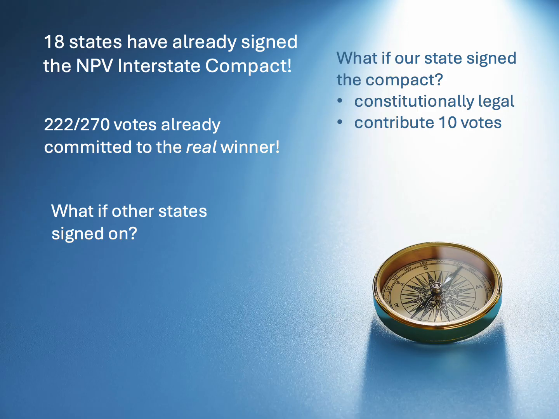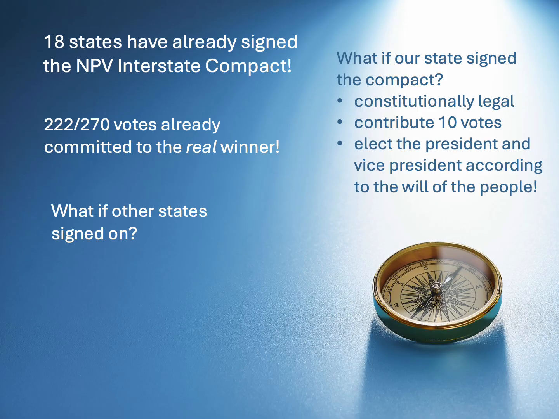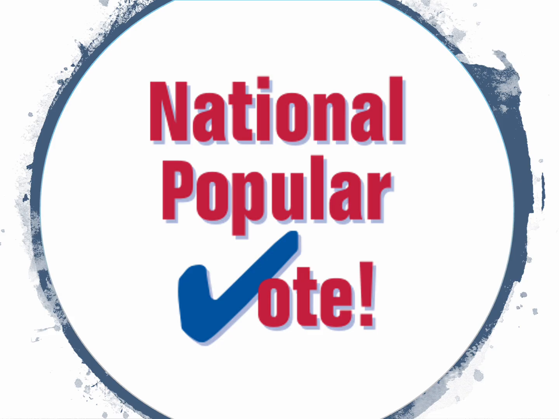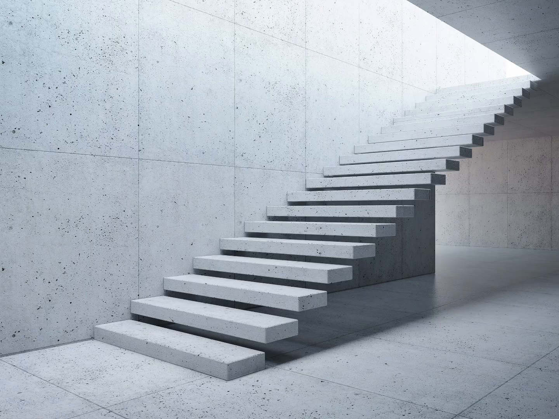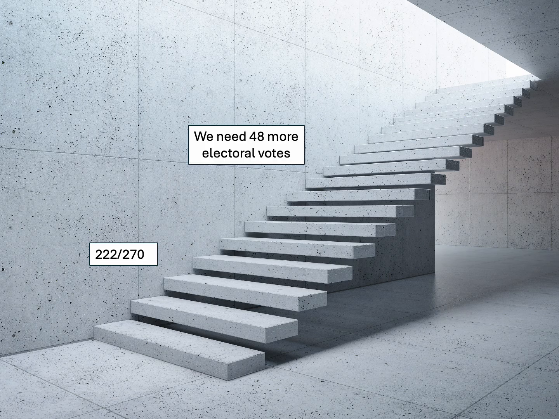My state, Wisconsin, could contribute 10 votes. You know, we could elect the president and vice president according to the will of the people if we had enough states sign the NPV Interstate Compact. Imagine. National popular vote would really be national popular vote. So what do we need to do? We have already promised 222 of the 270 electoral votes needed to elect a president. We need 48 more electoral votes. And then all the votes would count.